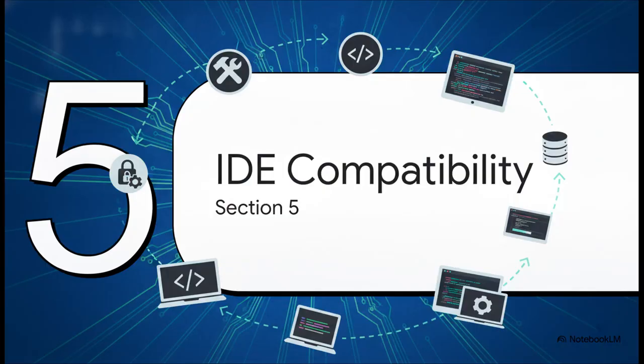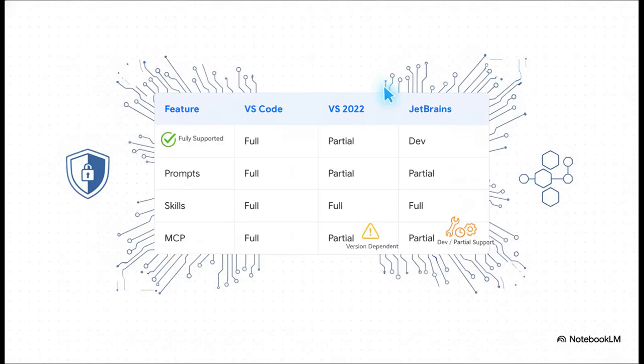All right, Section 5, IDE compatibility and migration. Here is where things get a bit fragmented, depending on your local development environment. Visual Studio Code is the definitive reference environment here. It is fully supported. Visual Studio 2022 is highly version dependent, so you have to keep it updated. Meanwhile, JetBrains IDEs like Rider and IntelliJ only have partial support right now, or are still in active development for some of the more advanced features, like those custom agent pickers we just talked about.